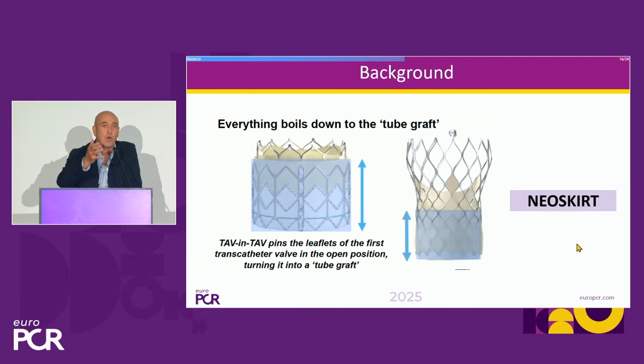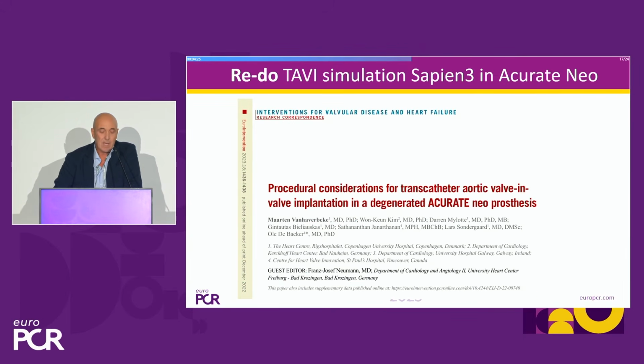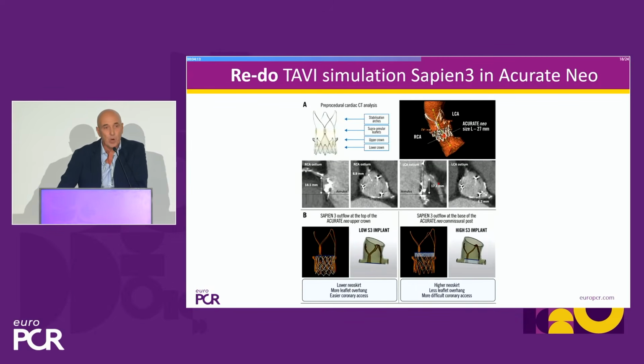We have a kind of covered stent. So it's very, very important to have a clear idea of how to treat a degenerative valve. So let's do, for example, this is a case performed by All many years ago, one of the first cases performed in a degenerative Accurate valve. And it's very, very important to simulate and to understand.